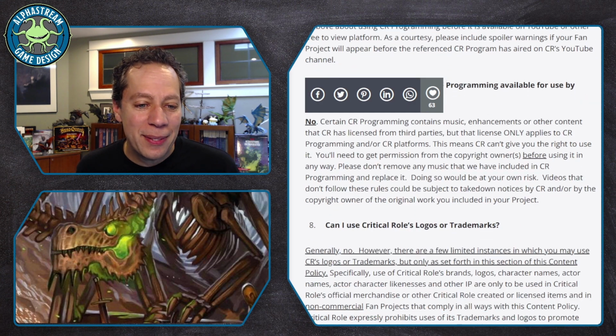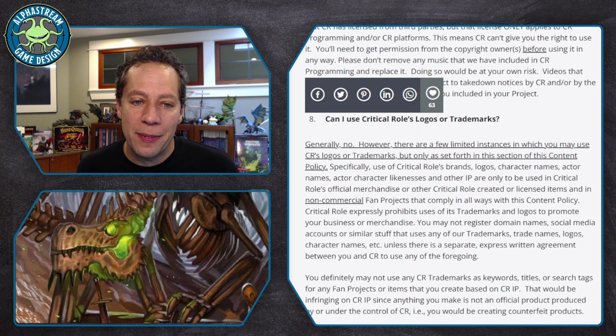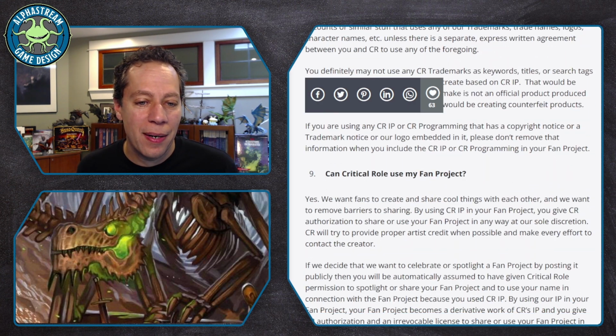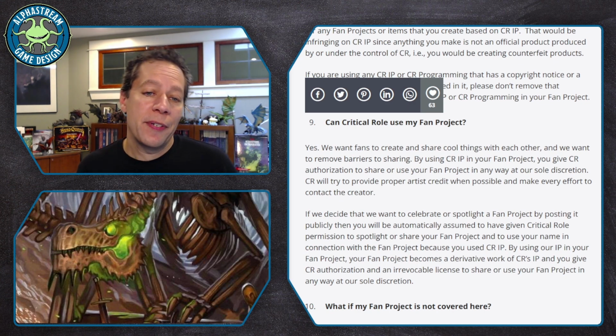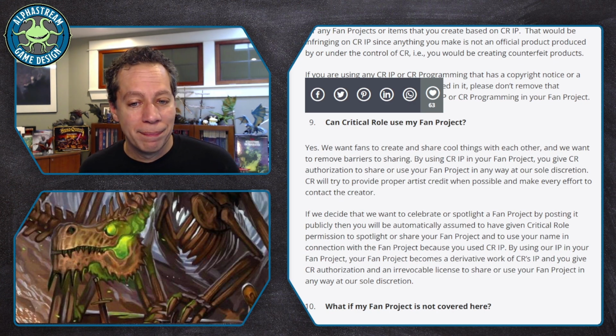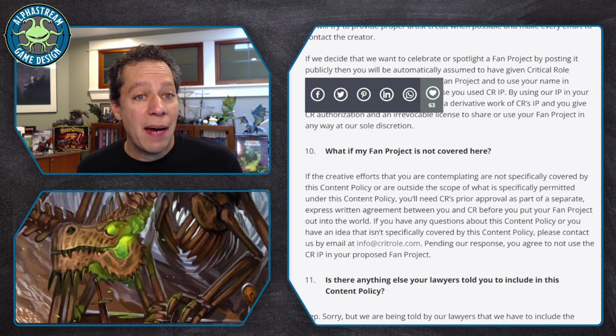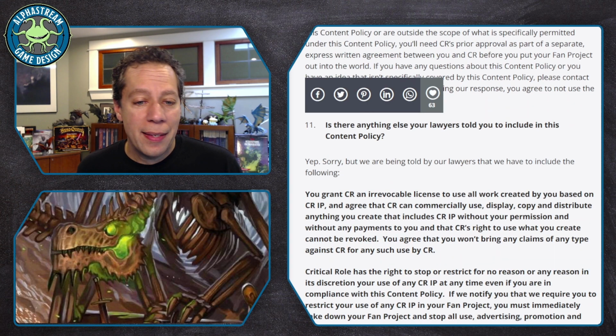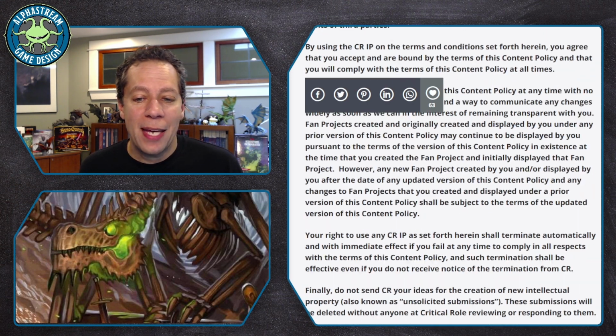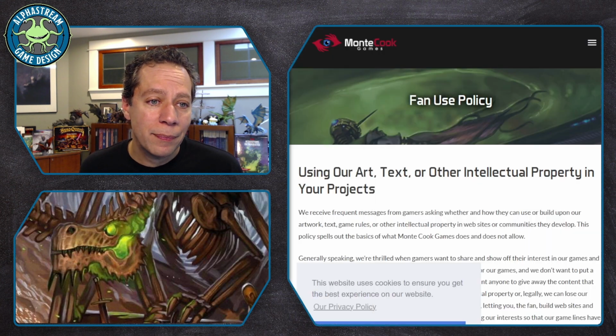So there are a lot of other particular pieces like this. Generally you can't use their logos and trademarks. And they say we can use whatever you create, right? And we can share it, which they often do. Like they'll take fan art and they'll share it, and that's a good example of the things they can do. And then they have some additional things that lawyers have said, and that kind of rounds that out.